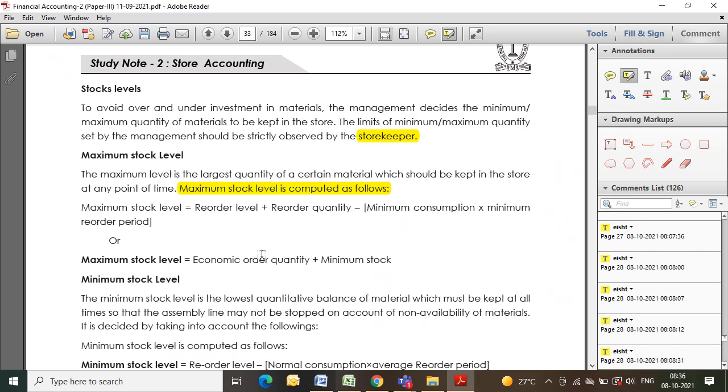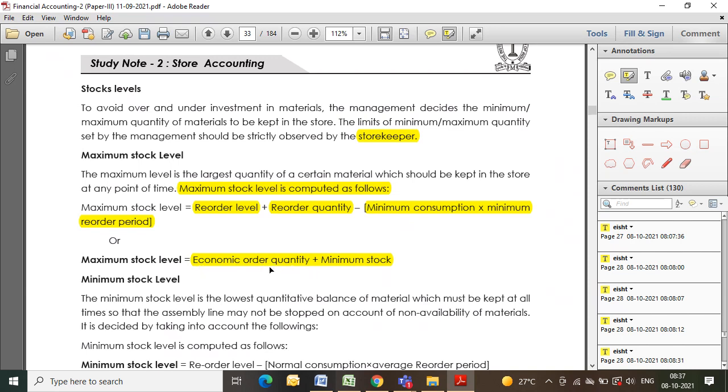Moving on, maximum is reorder level plus reorder quantity minus minimum consumption into minimum reorder period. So this is one formula to remember. The second formula is maximum stock level. Maximum stock level is economic order quantity plus the minimum stock. So minimum stock plus the EOQ.